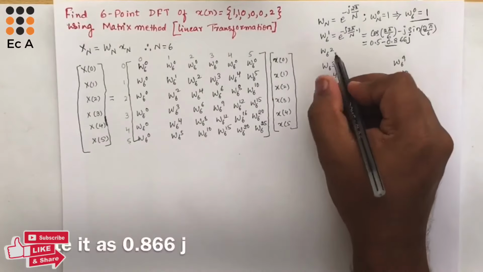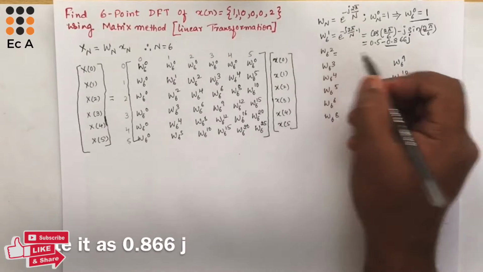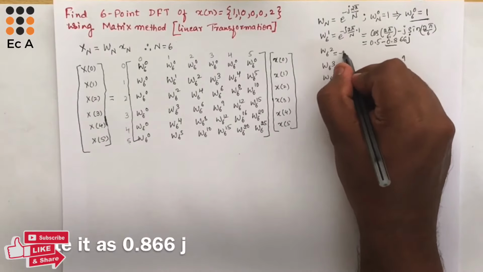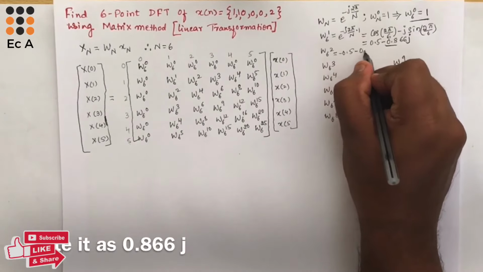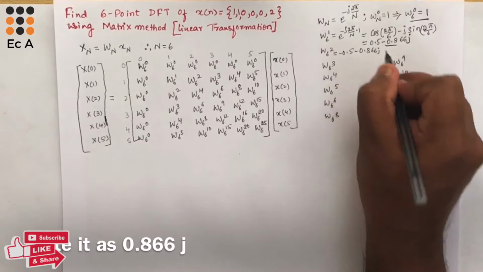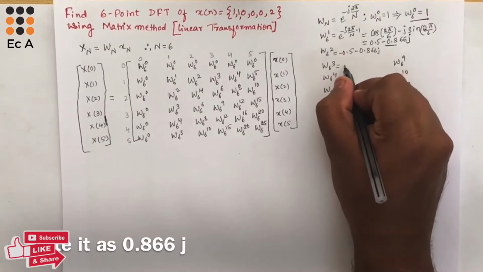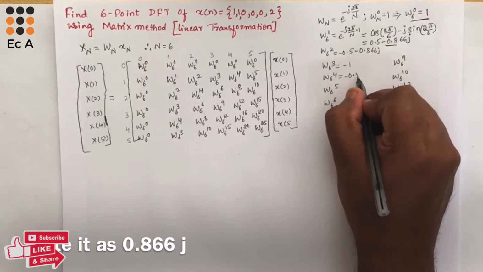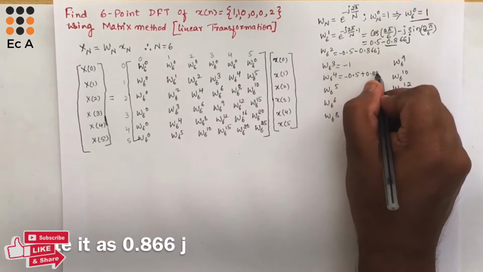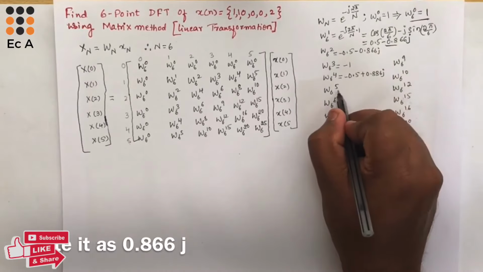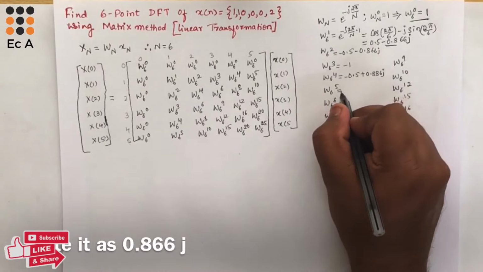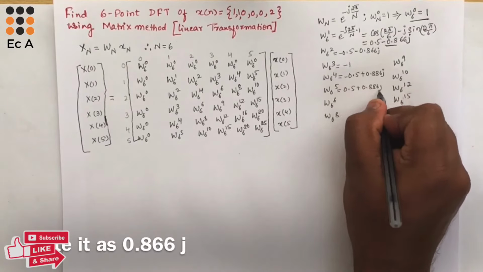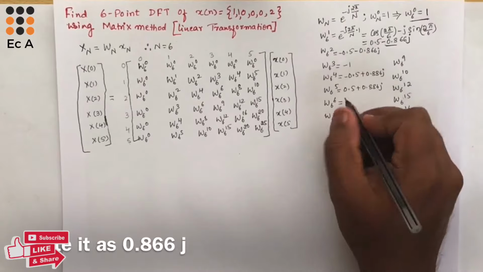In the same way, if you calculate W6 to the power of 2 using the same formula, you will get minus 0.5 minus 0.866j. For W6 to the power of 3, you will get minus 1. W6 to the power of 4 will be minus 0.5 plus 0.866j. For W6 to the power of 5, it is 0.5 plus 0.866j. W6 to the power of 6 will be 1.